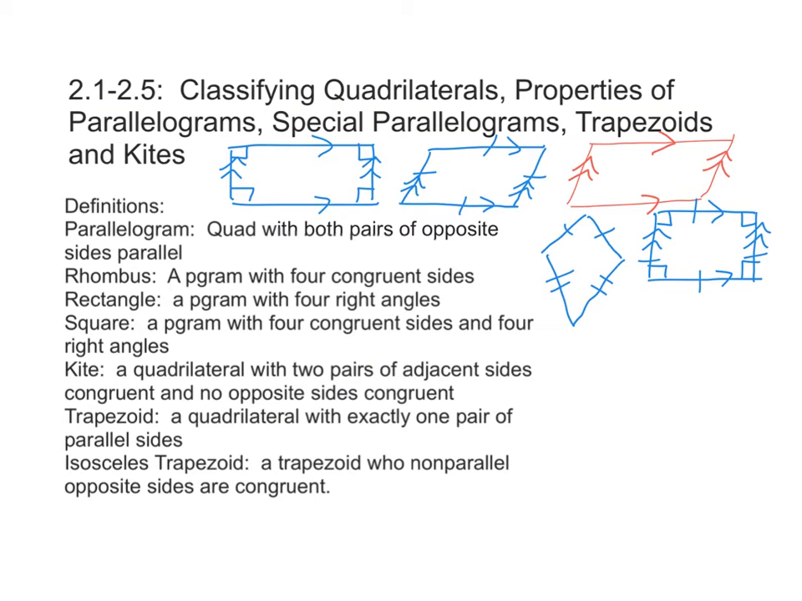Alright, almost done. Alright, trapezoid. Trapezoid, again, another quadrilateral, so not a parallelogram, a quadrilateral with exactly one pair of parallel sides. Alright, so you could say parallel.